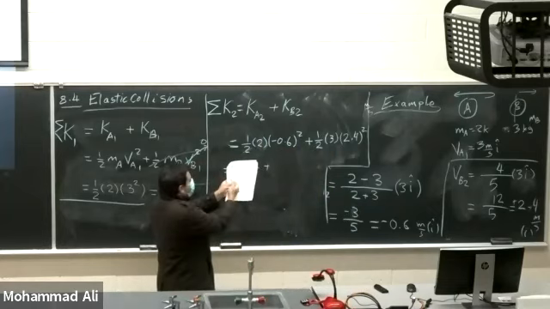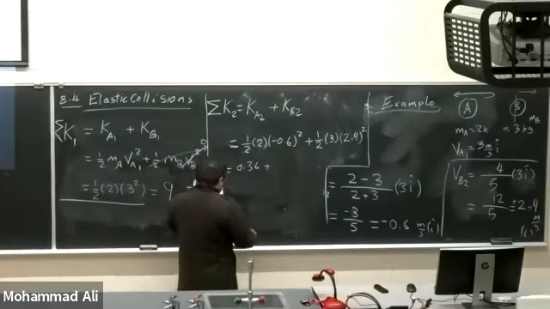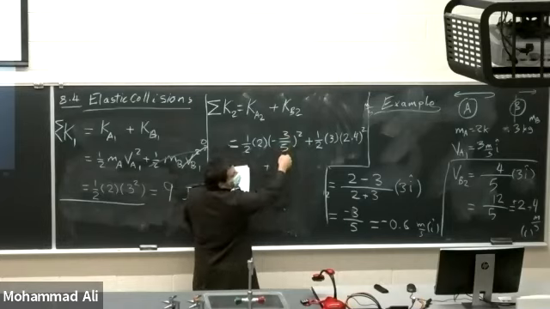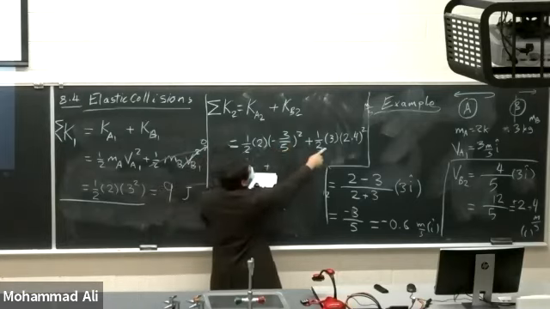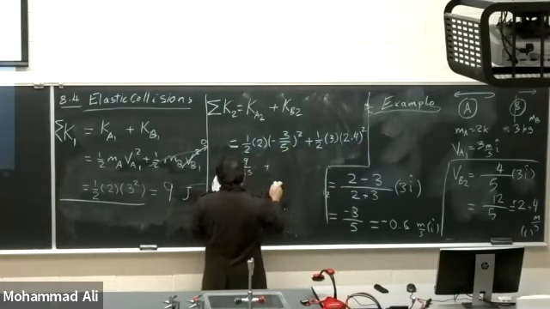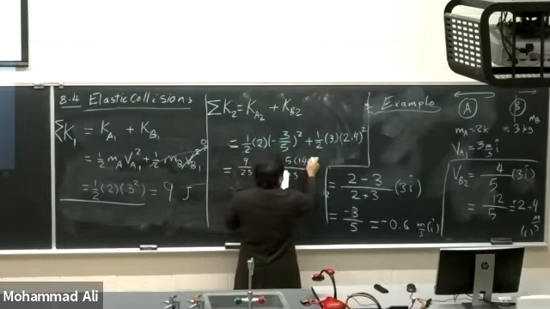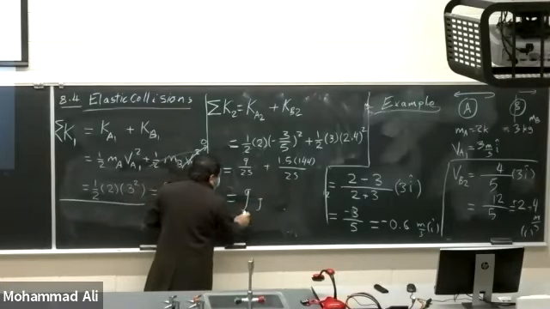I write it here in a different way, but it's the same, because I write this as 3 over 5, which is the same. Okay, this will be equal to 9 over 25, and this is 12 over 5. It will be the same also. So this will be equal to 1.5 over 25 multiplied by 144. This will be equal, all at the end, to 9 joules.